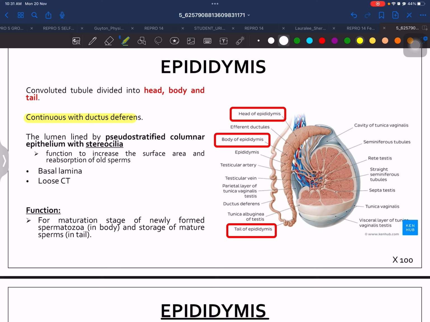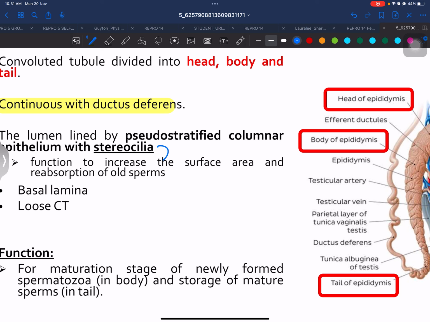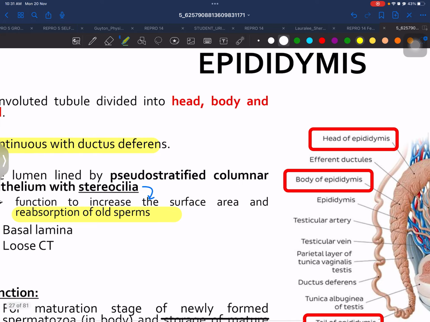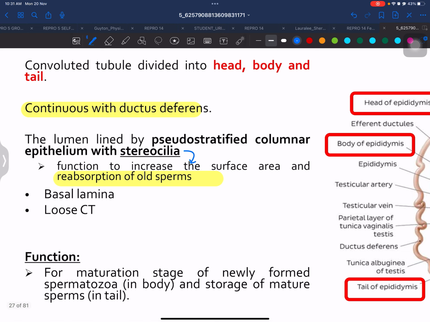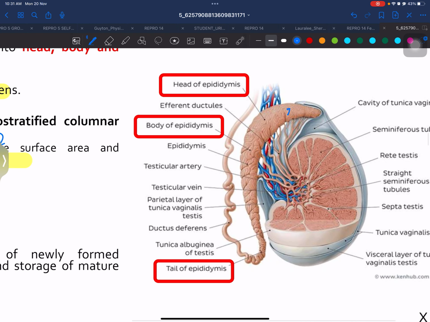This epididymis is lined by pseudo-stratified columnar epithelium, and it has stereocilia as a surface modification. So what is the function of this stereocilia? It helps to increase the surface area, and it can also absorb back the old sperm. The old sperm will be absorbed back, leaving just the new, healthy sperm.